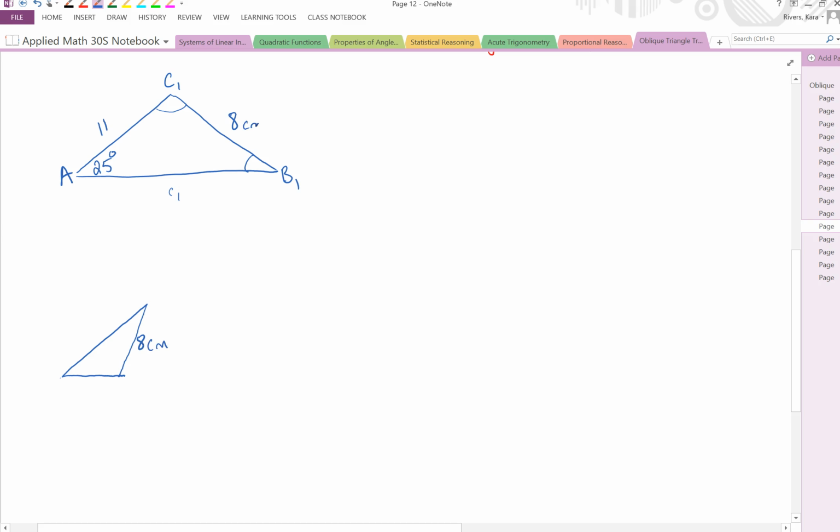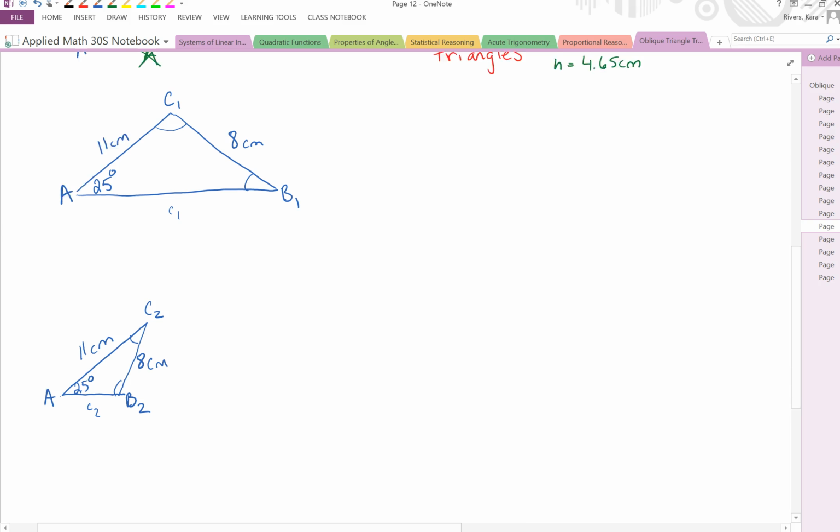I forgot to put centimeters here. We'd still have 25 degrees here. This is still 11 centimeters, but our angle C2 and B2 will look different than before. So we're still going to solve for side C2, angle C2, and angle B2. So we have two triangles that we have to solve completely. Let's start with the first triangle.